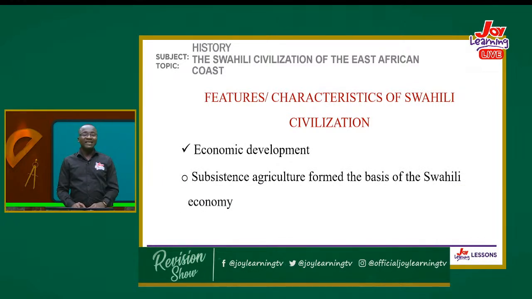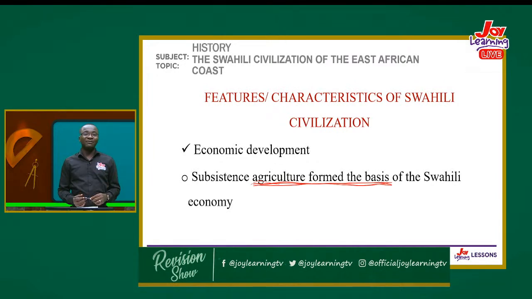The basis of the economy. Agriculture forms the basis of the Swahili civilization. Now, even though agriculture formed the basis of the Swahili civilization, we are told that their agriculture was more of subsistence than of commercial.